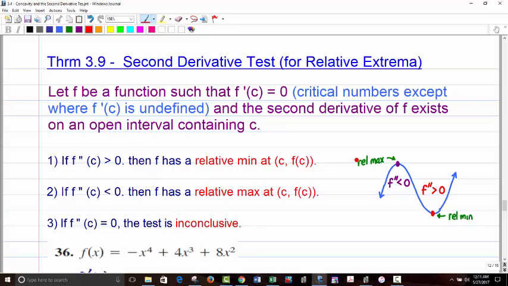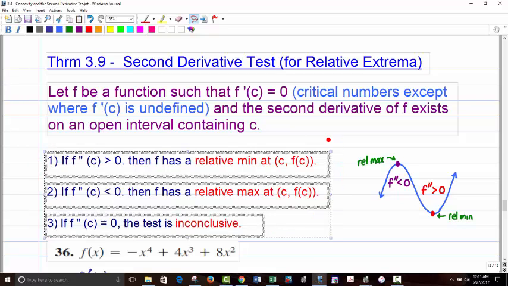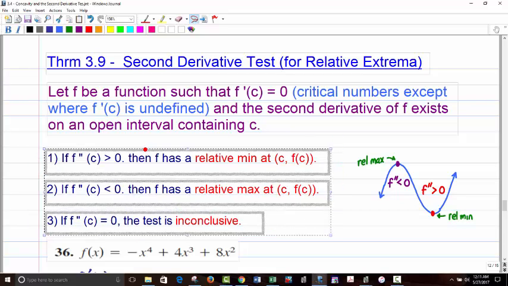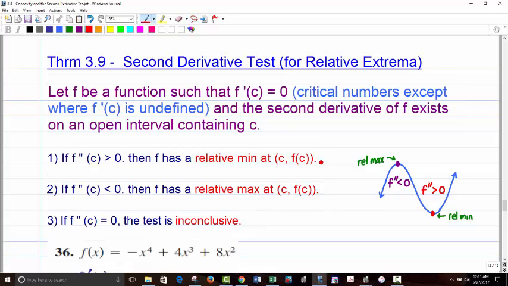F prime of c equals 0. But they're saying to exclude the ones where it's undefined. It won't apply to that. And the second derivative of f exists on an open interval containing c. So what we're doing is we're taking our critical numbers and plugging the critical numbers actually into the second derivative without making a sign chart. And it's possible you can determine relative mins and maxes by doing that.